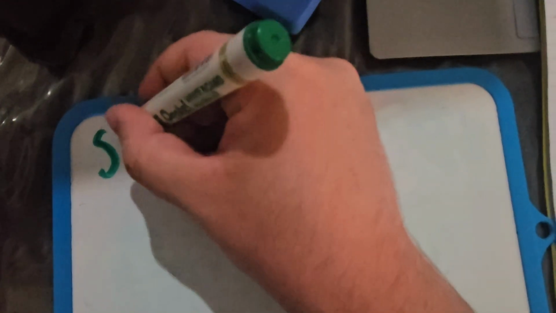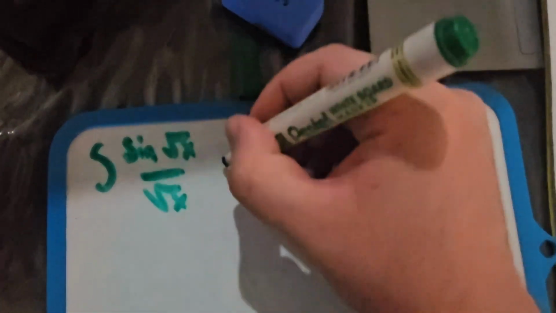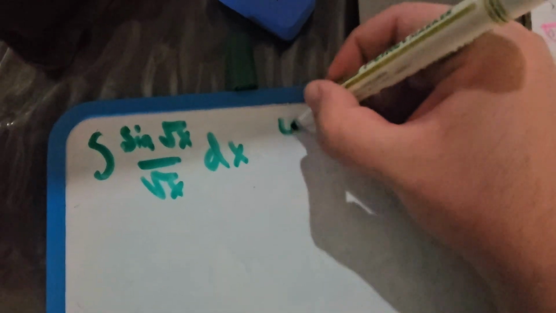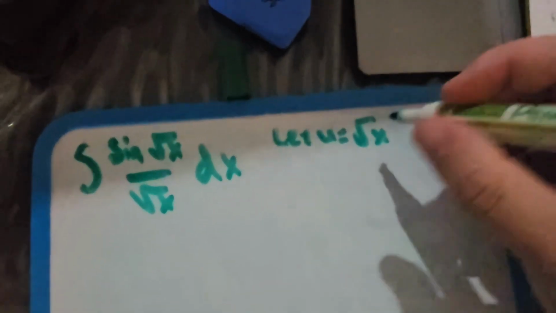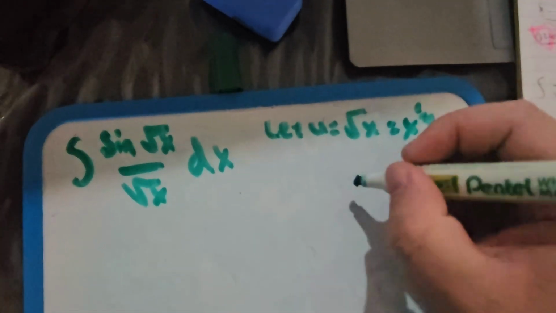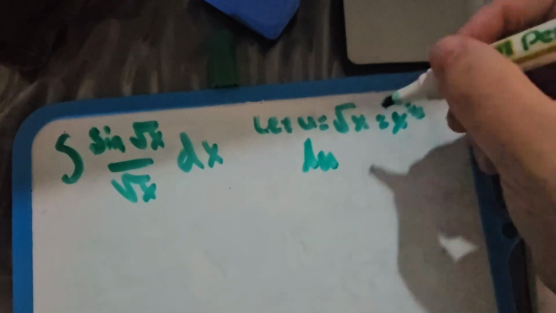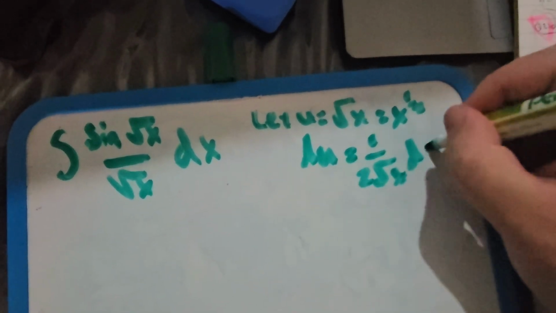We want to solve a simple integration problem, and this one actually uses u-substitution. So it's sine of root x over root x dx. We could let u equal root x here, and then we use the power rule as this is x to the 1/2. And you could do it yourself, but we basically get du equals 1 over 2 root x dx.